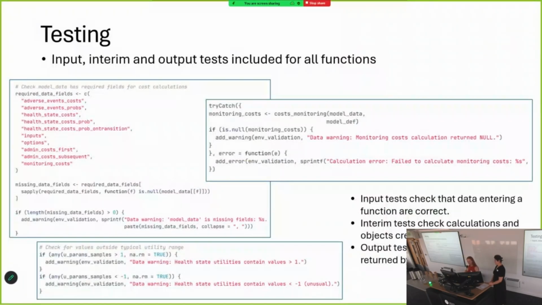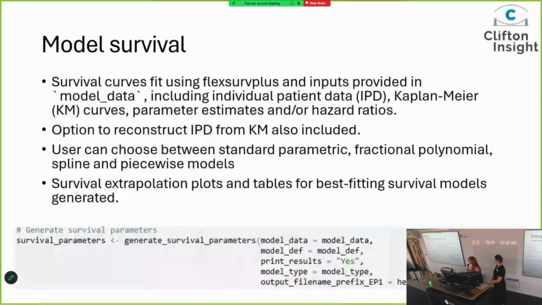Just a note that we've included testing throughout the functions. The last count, there was probably over 100 functions in the package. So for a lot of them, we have input, interim, and output tests. So the tests check that the data going in is right, that the calculations are right, and that the output from the functions is giving you what you want. So this should flag to the user at any point if there's something not right in the data or something going wrong in the code.